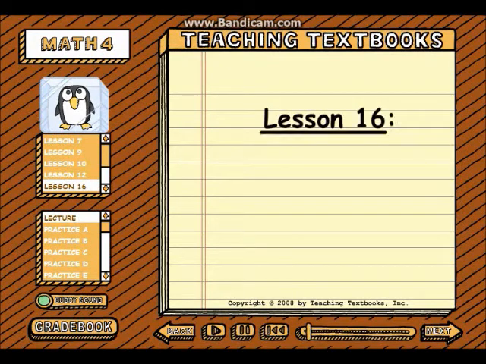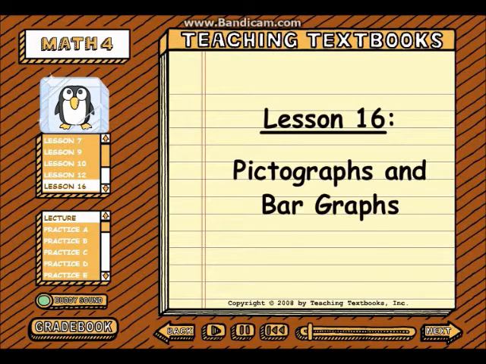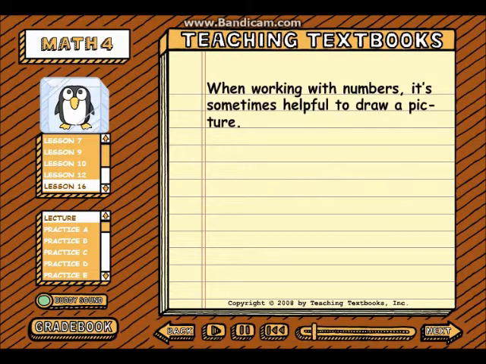Lesson 16, Pictographs and Bar Graphs. When working with numbers, a lot of times it's helpful to draw a picture. Pictures make the numbers easier to understand. That's why people draw them. A number picture is called a graph. You may have heard that word before.